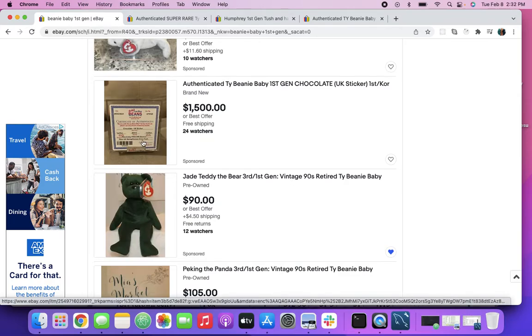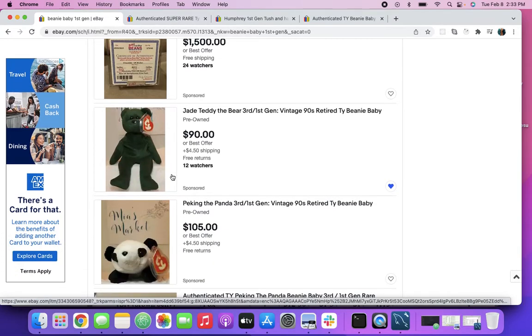See, this is a chocolate first gen. Fortunately, it doesn't look like it's mint. It looks like a rare one. I would say this should go anywhere above... 1500 is way too much, even if it was mint. So I would say non-mint should go in like the 400 to 600 range. Right, this looks like a fake.